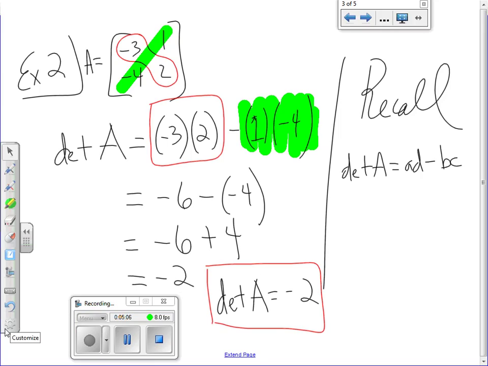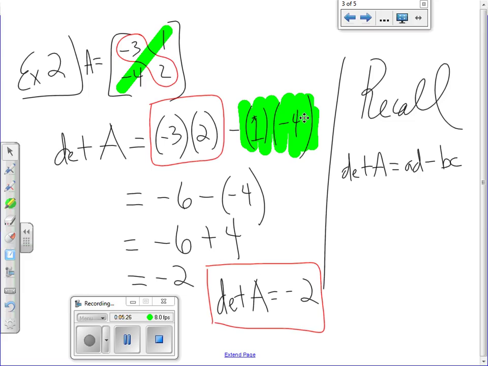All right, check it out. The value that I got for this determinant was -2. The determinant of this matrix is -2. How did I get that? By taking the difference in diagonal products. -3 times 2 minus 1 times -4. -3 times 2 is -6, right?